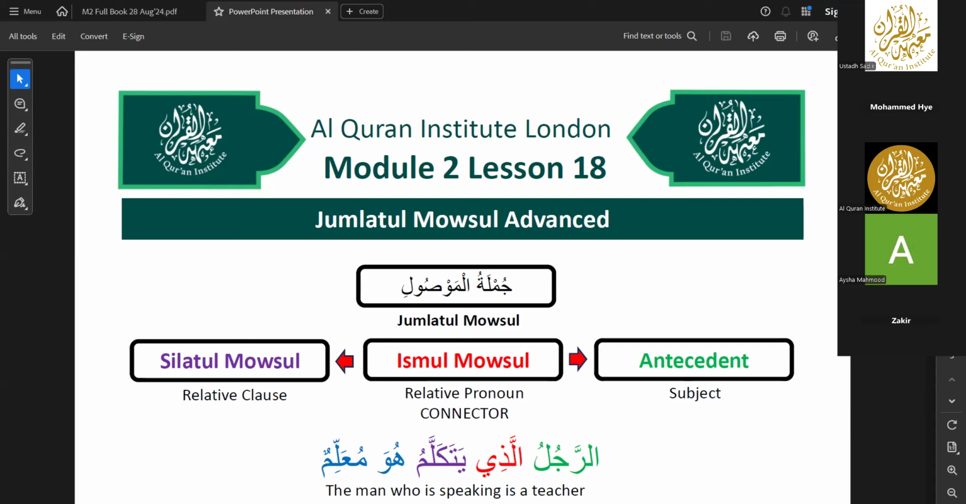And what is the English name of that? No, that's not it. Ismul Ishara is pointing, the demonstrative. And Ismul Mawsul is, what's the name in English? Relative pronoun. Relative pronoun, yes.